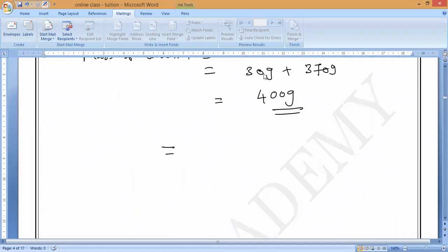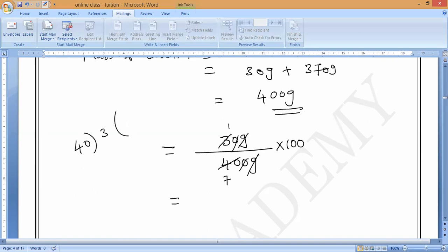Mass concentration equals, if you observe here, what is the mass of solute? The mass of solute is 30 grams. Grams will get cancelled, into 100. The zero will get cancelled. 3 ones are 3, 3 sevens are 21. So you can solve it. Then we put the decimal point and zeros, and continue dividing.